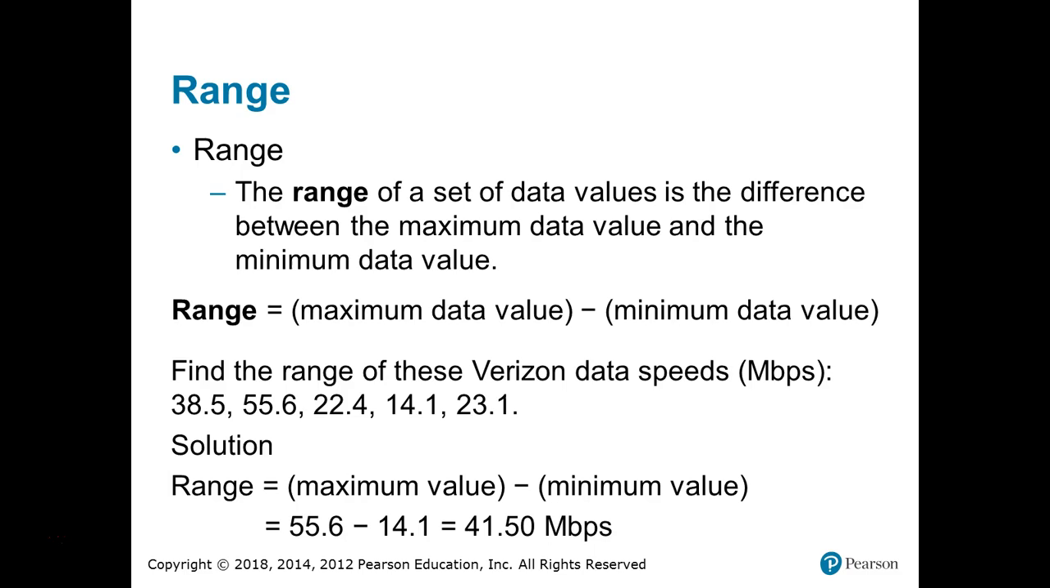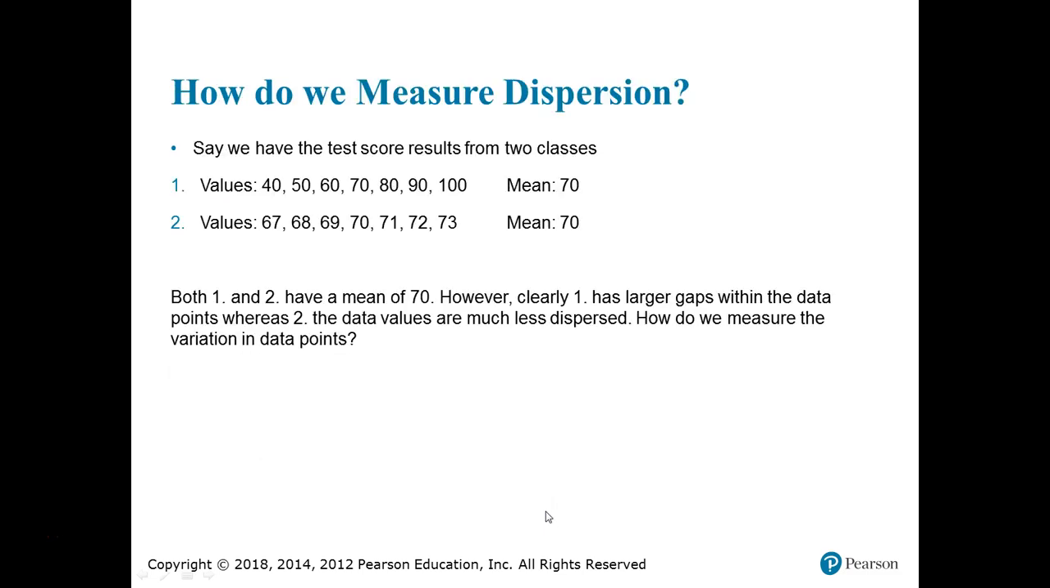Range of a set of data values is just the difference between the maximum and the minimum. So you take your minimum, subtract it from your maximum, and that's your range. And that gives you the span of values that all the rest of your data numbers fall between. So right here, our range is 41.5. We took our maximum, and then we subtracted the minimum from it, and then we got a range of 41.5.